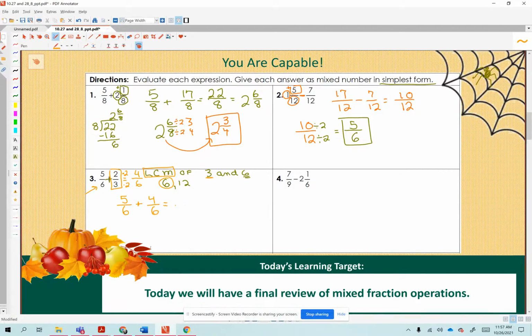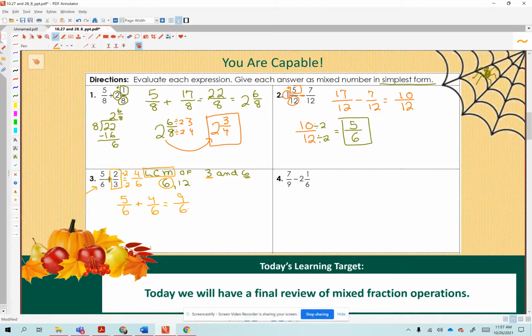And when we add, we simply keep the denominator of 6. We add the numerators. 5 plus 4 is 9. And now we can convert that to a mixed number, and we're going to be doing some simplifying as well.